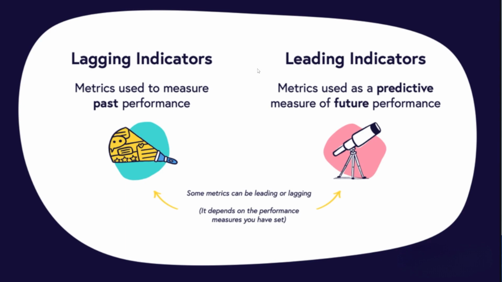Let's talk about lagging versus leading indicators. Lagging indicators are metrics used to measure the past performance of an asset. Leading indicators, on the flip side, are used as a predictive measure of future performance. Some metrics can be leading or lagging.